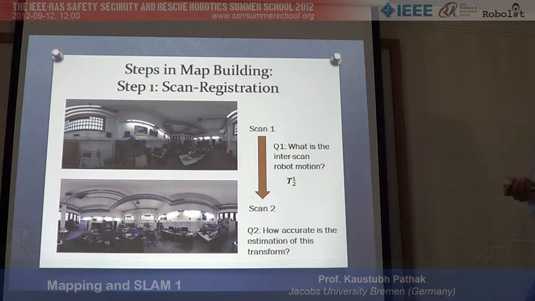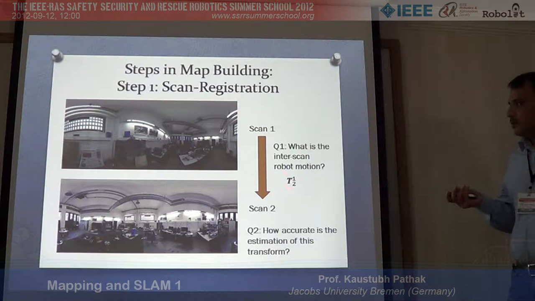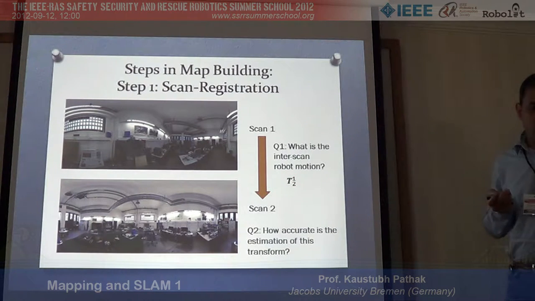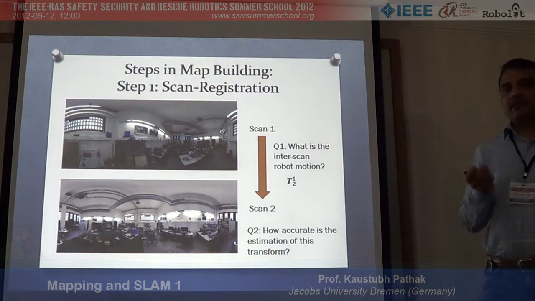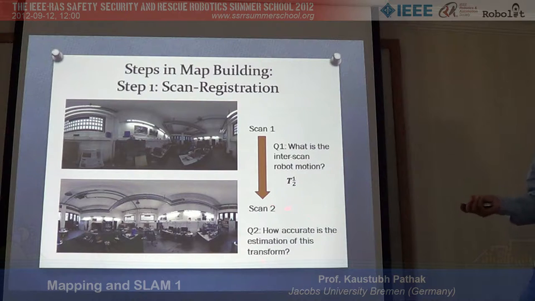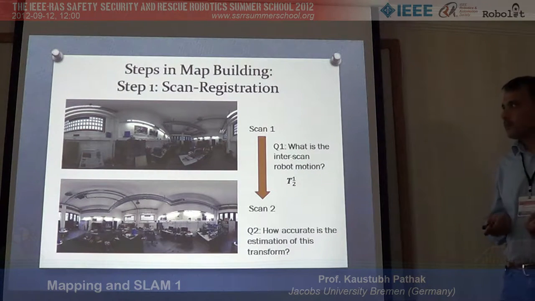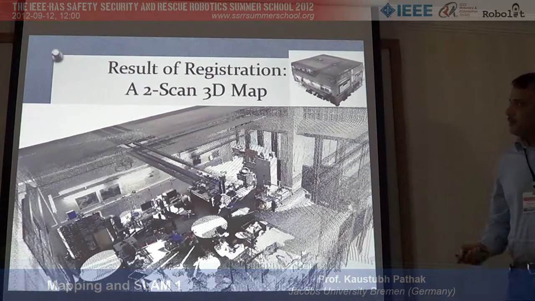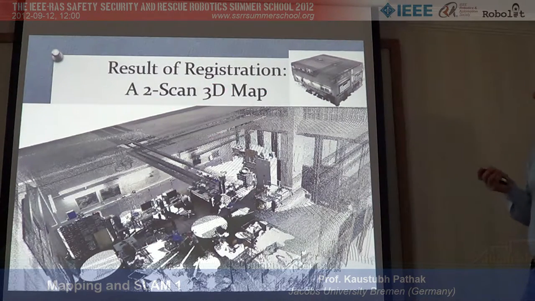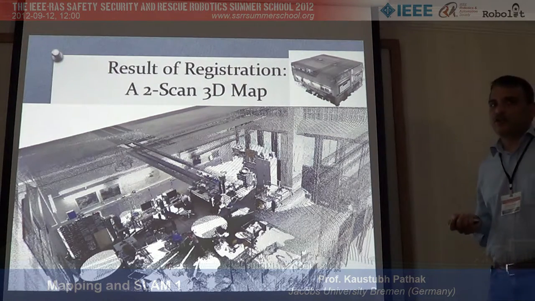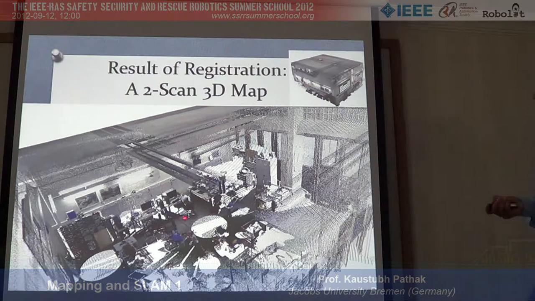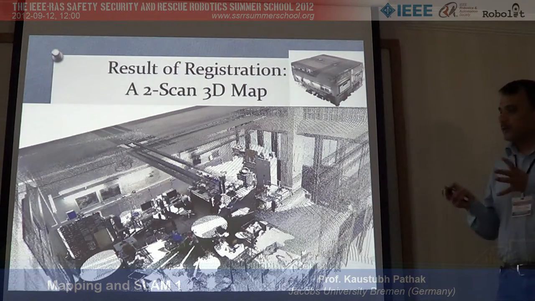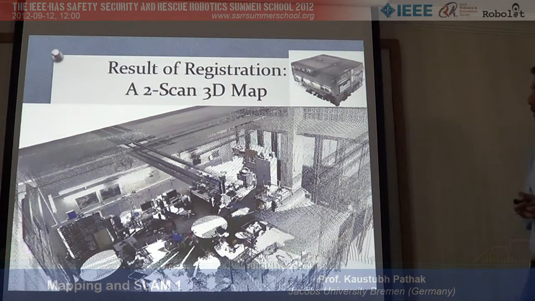So the question scan registration answers is, what is the inter-scan robot motion? That is, the transform of scan 2 with respect to scan 1. This has rotation and translation, so 6 degrees of freedom. And then the second question, which is typically asked of a scan registration, is how accurate is this estimated transform? Here you see one result of a registration, a 2-scan 3D map using the two scans which I showed you in the last slide. If you look from a far away view, they are quite beautifully aligned, and you can see a lot of detail because these are really high resolution, high field of view scans.